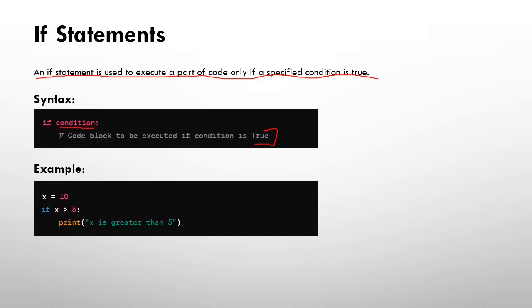Here is an example of an if statement. In this example, we have assigned value 10 to variable x. So, according to the condition, if x is greater than 5, the statement "x is greater than 5" will be printed on the screen.